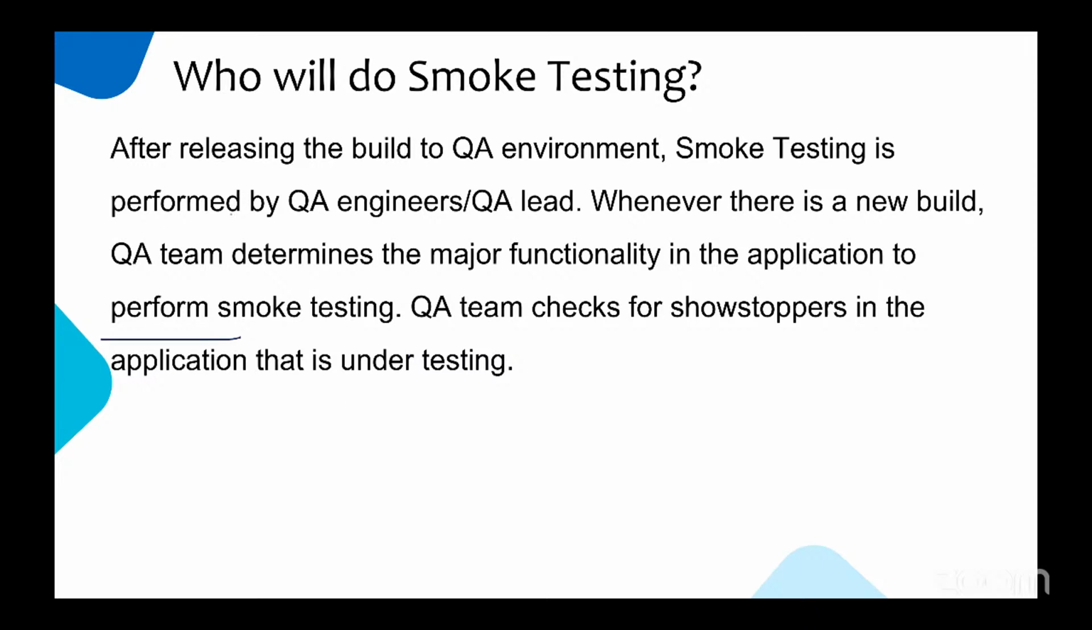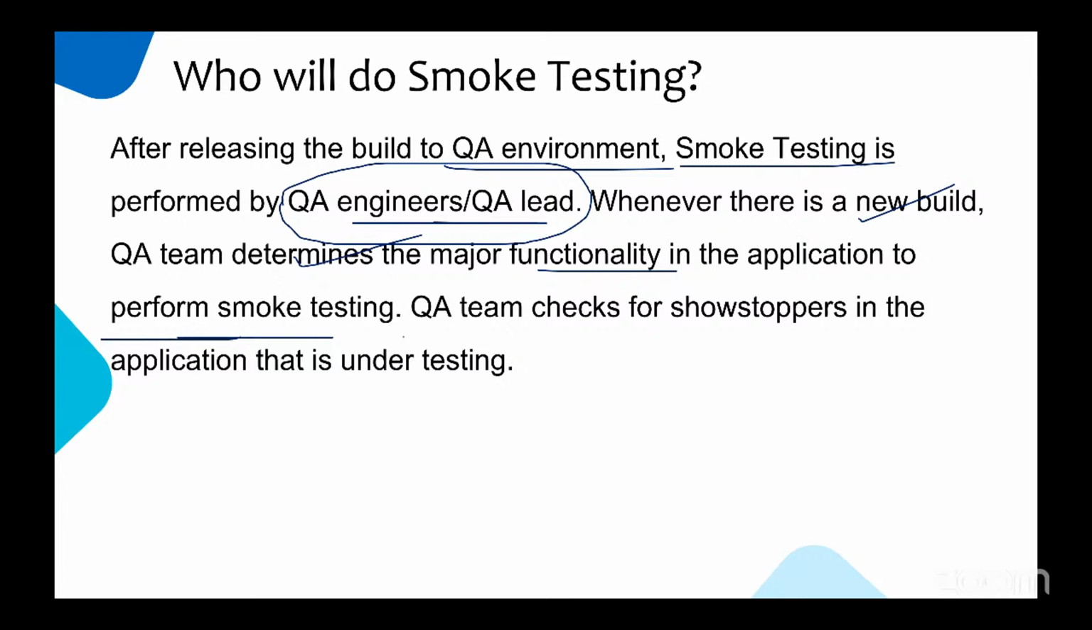But the definition: after a build is released to the QA environment, smoke testing is performed by the QA engineer or QA lead. It's again an important resource who will do it. Whenever there is a new build, the QA team determines the major functionality in the application and performs the smoke testing. Showstoppers in the application, keyword, note it down. QA teams check for showstoppers in the application.